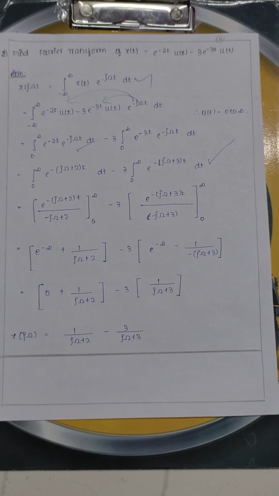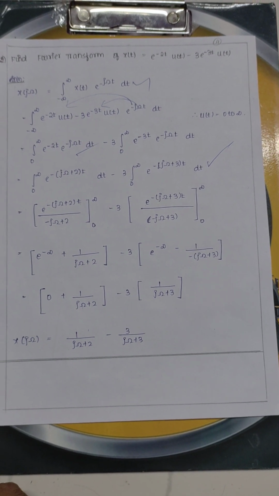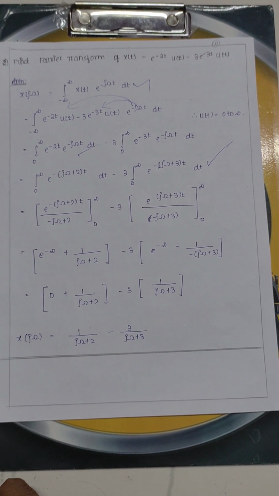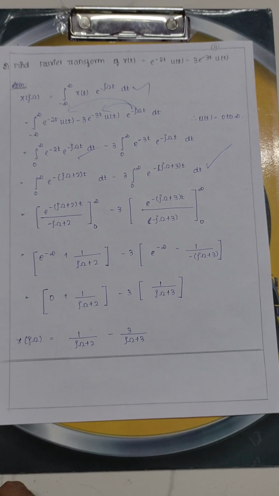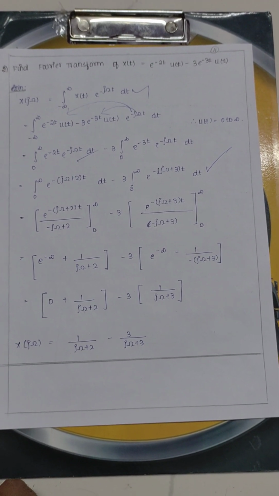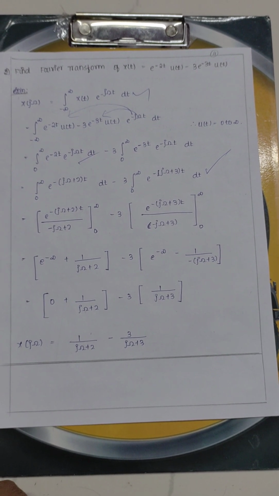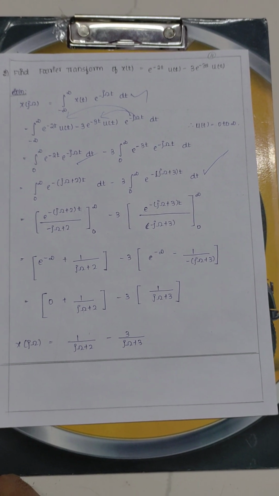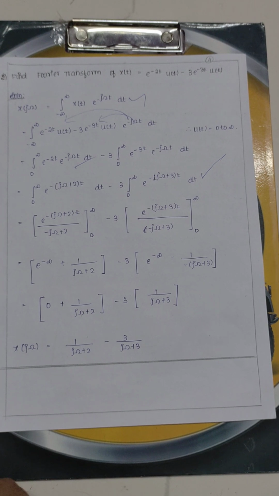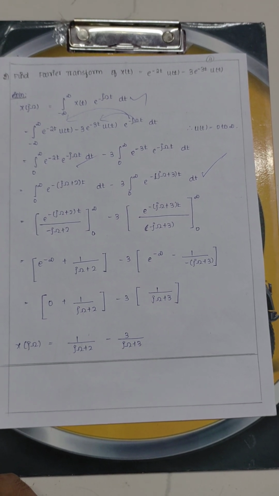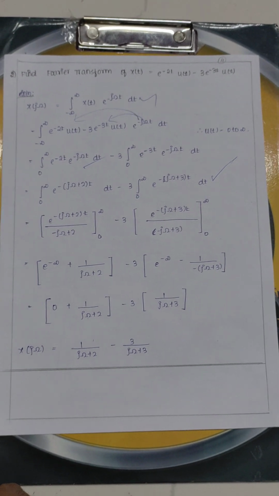Next step, we will do the integration. Anything power integrated with e belongs to e only, divided by the coefficient of t. So e power minus of j omega plus 2 into t, divided by minus of j omega plus 2, with limit 0 to infinity. Minus 3 into, again, e power minus of j omega plus 3 into t, divided by the coefficient of t, which is minus of j omega plus 3, with limit 0 to infinity.